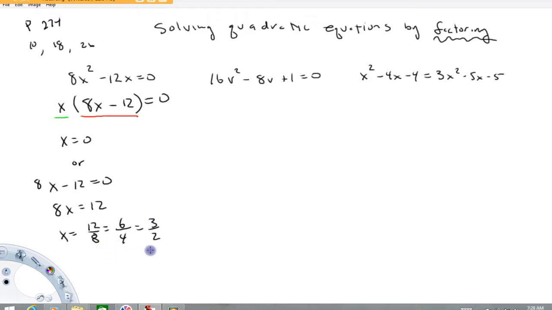Now, also going from here to here, you might be wondering, could I have just divided this by 4 and gotten 3, and this by 4 and gotten 2? And the answer is yeah, that would have been just fine. All right, let's take a look at the second example here.